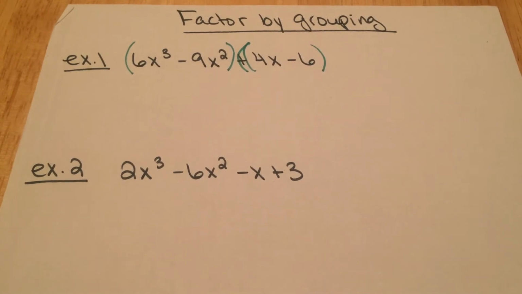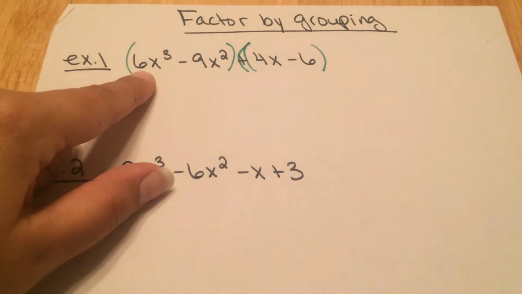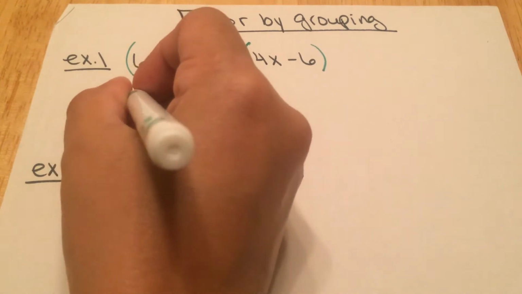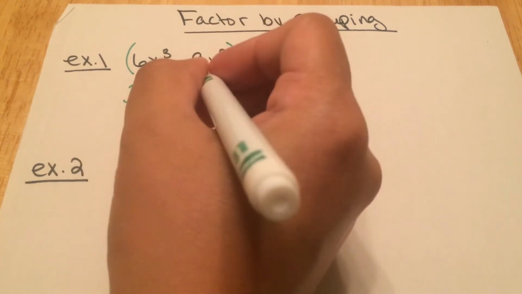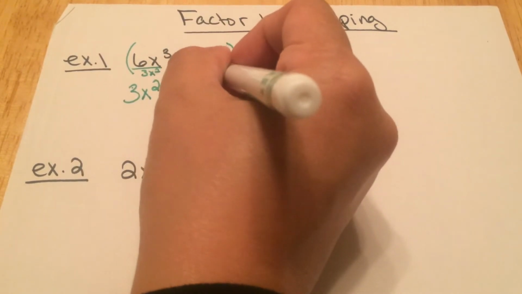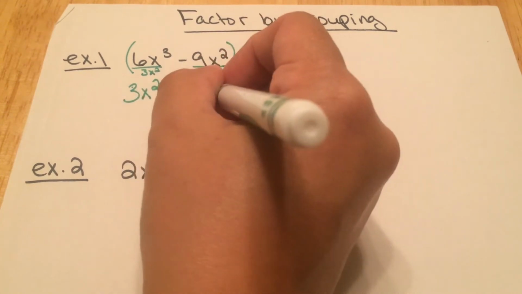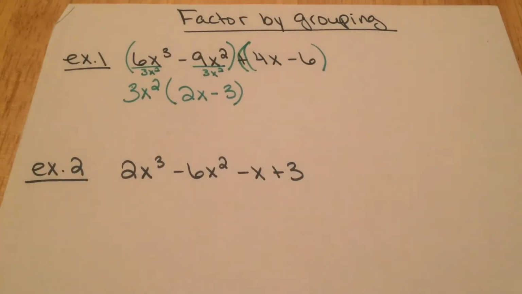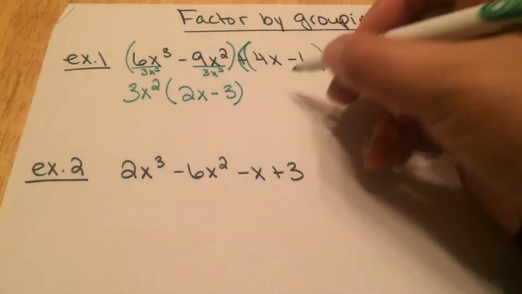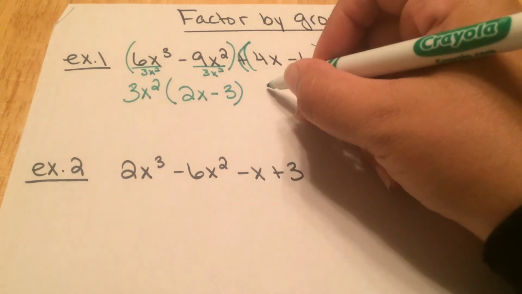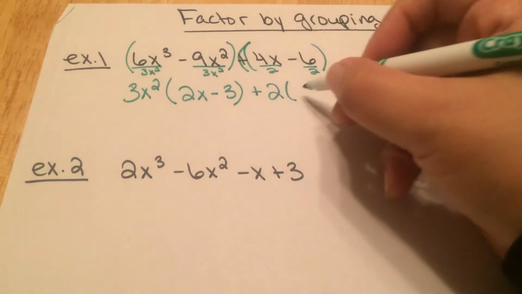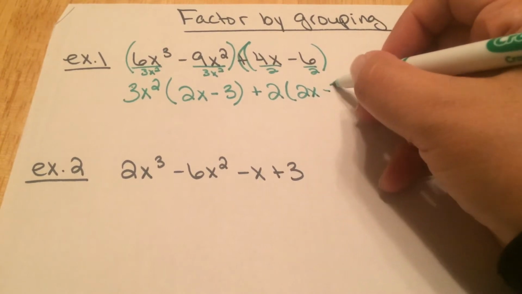Okay, so now we're going to check to see if we have a GCF. Is there something in common between 6x cubed and 9x squared? Do we know that it's going to be a 3x to the second? Hopefully we know that that's what they have in common. Once we divide each of those by 3x to the second, we're going to get 2x minus 3. Okay, next thing we want to do is look at what's common between 4x and negative 6. The only thing that 4x and 6 have in common is going to be a positive 2. And when we divide each of those by 2, we're left with 2x minus 3.